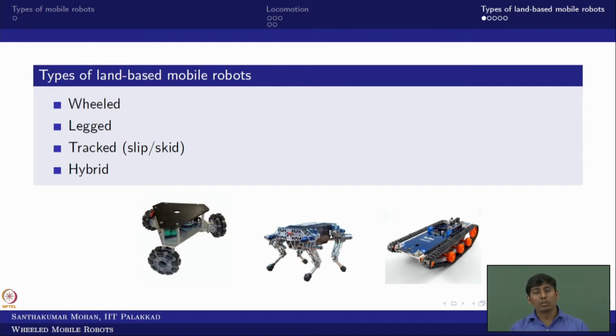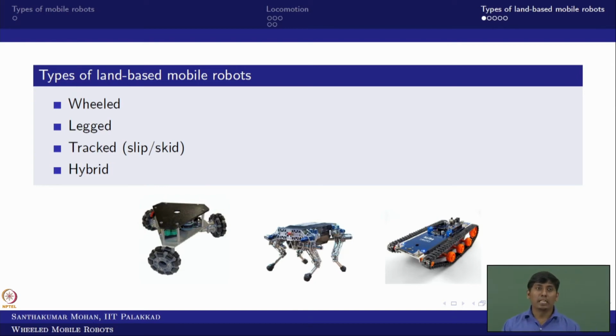So one is based on wheeled locomotion, the other one is legged locomotion, the third one is tracked, which I told slips or skids. But in some cases we may not use all three, or we may use something combined. So in that sense, the fourth classification we can bring in is special or hybrid.